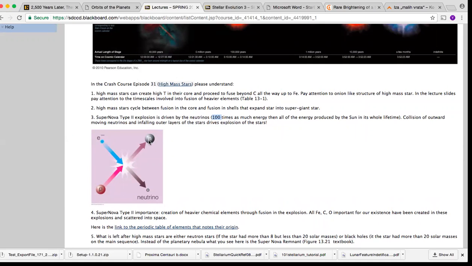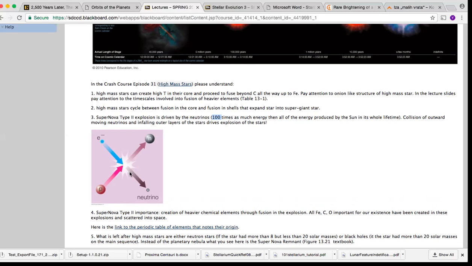But now, depending on the size of that core, and I think that comes in the next chapter, if the size of the core is more than 3 solar masses, then the neutrons will get destroyed, basically, and so the black hole will be formed. Once again, all of the high mass stars are more than 8 solar masses. So all of this fusion and this supernova type 2 explosion happens for stars that have more than 8 solar masses on the main sequence.